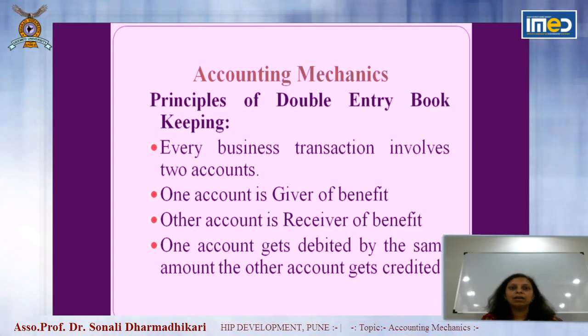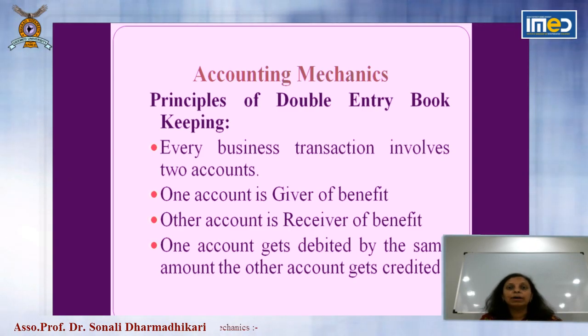So it is like a balance. One account gets debited, and by the same amount the other account gets credited. So it is called double entry and the balance is always the same. Debit is equal to credit. From the initial step of recording a business transaction into the journal, this step is followed.